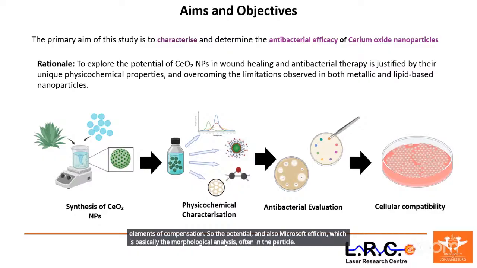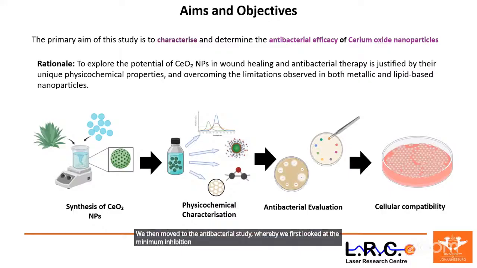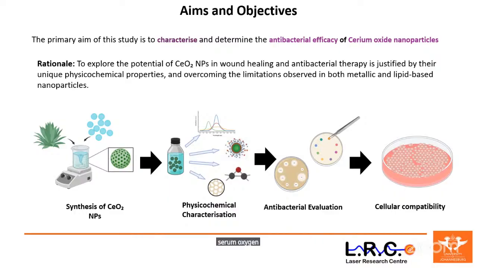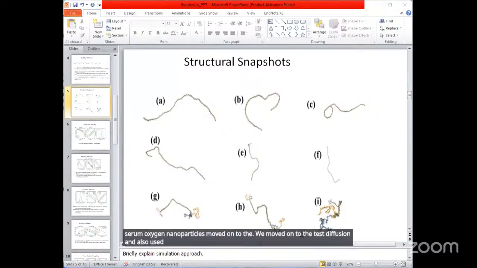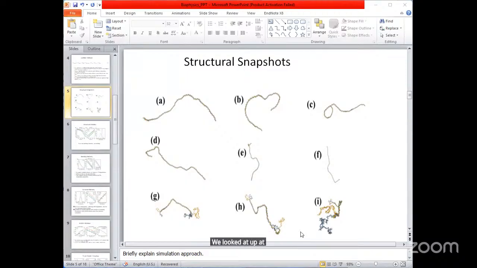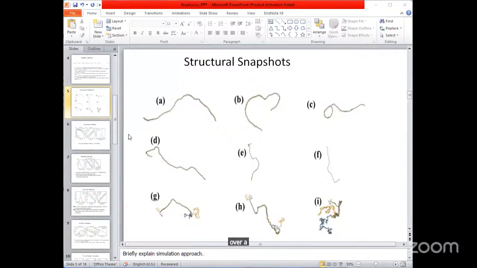We then moved to the antibacterial study, whereby we first looked at the minimum inhibition of these cerium oxide nanoparticles, moved on to the disk diffusion, and also used microscopy to look at the cell membrane damage within the bacteria as a method of inhibiting the bacterial growth or proliferation over a 24-hour period.